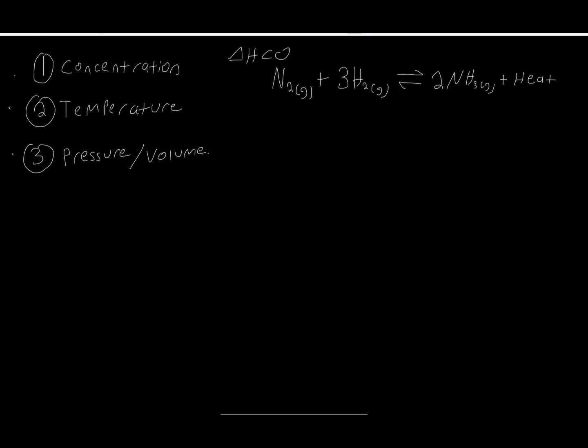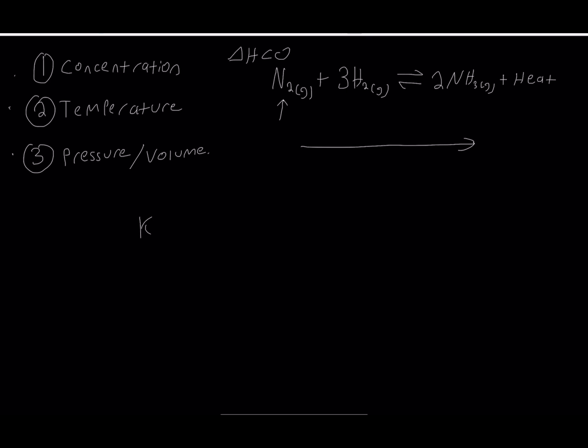So let's say I add concentration of N2. Then the system is going to shift towards the products to use it up, right? It's going to consume some N2 to reestablish equilibrium and get that K value back to normal.